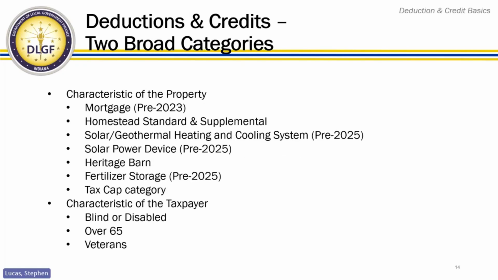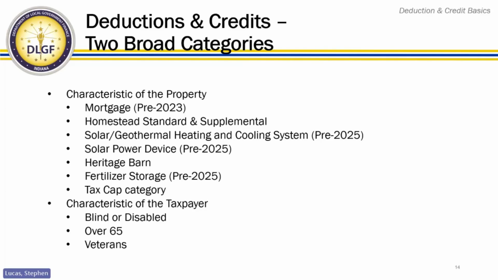I mentioned too that many of the property tax benefits, whether it's a deduction or a credit, are based either on the characteristics of the property or the characteristics of the taxpayer or the applicant. Now, I've got several of the property tax benefits listed here that are commonly used, although many of these you'll see have started to be eliminated from state law for various reasons. You see the mortgage deduction that was eliminated a few years ago.